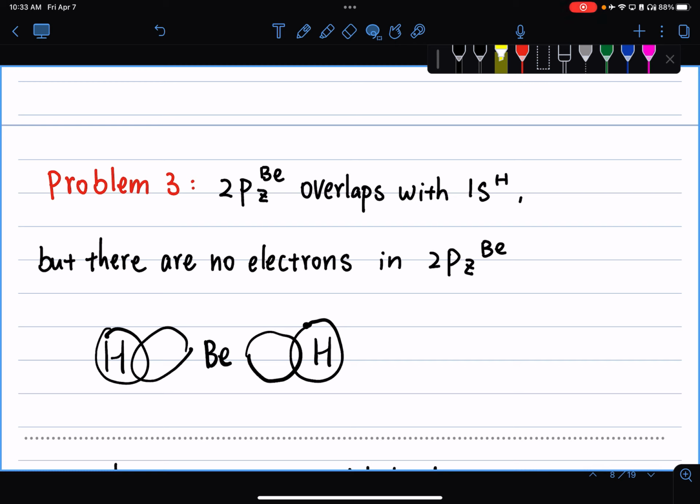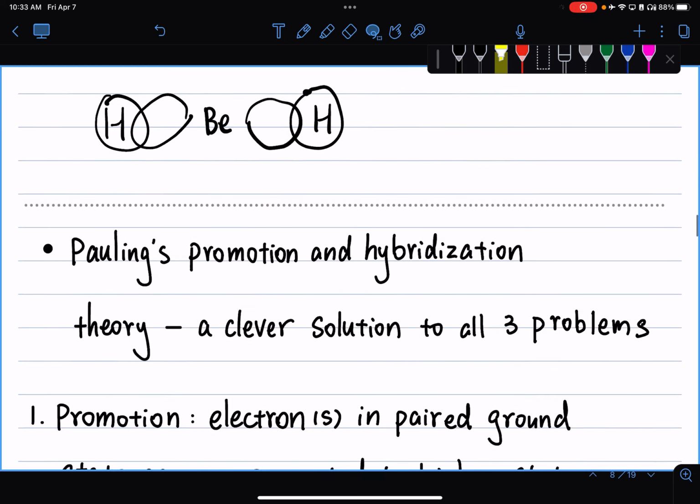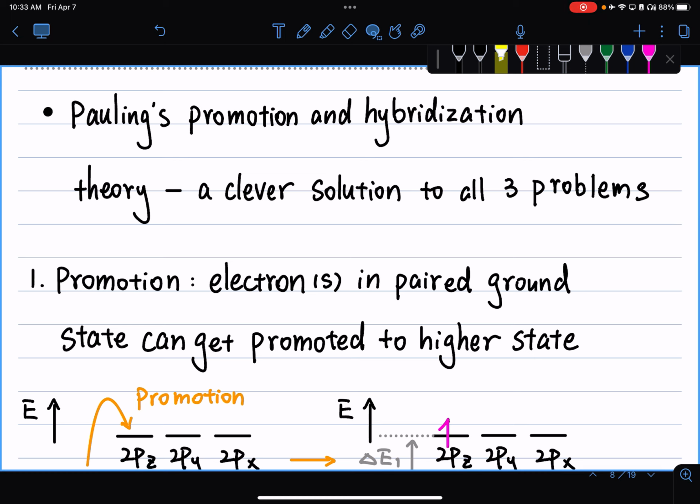In order to solve the problem, we came to introduce the promotion and hybridization theory coming from Pauling, which is a very clever solution to all 3 problems we mentioned before. So let's just go over what that promotion and hybridization theory is, and we'll see how to use it in organic chemistry.